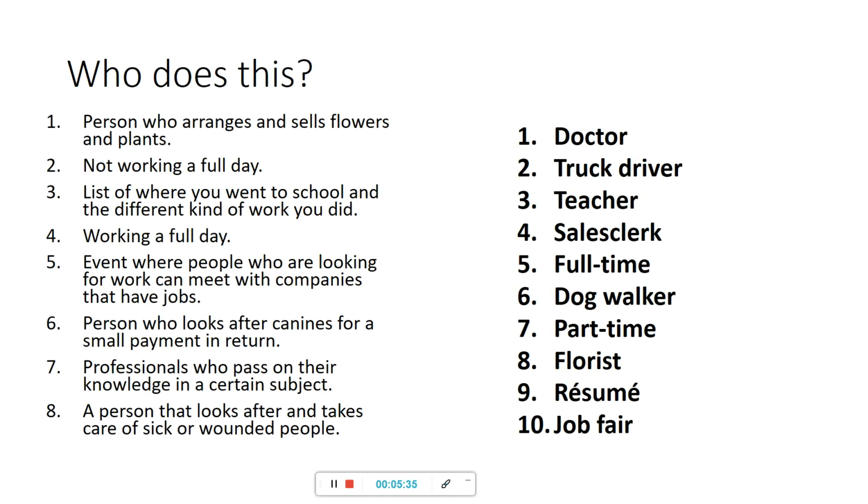Let's continue. Who does this? So we have a job description. Person who arranges and sells flowers and plants, not working a full day. List of where you went to school and the different kind of work you did. Working a full day. Event where people who are looking for work can meet with companies that have jobs. Person who looks after canines for a small payment in return.